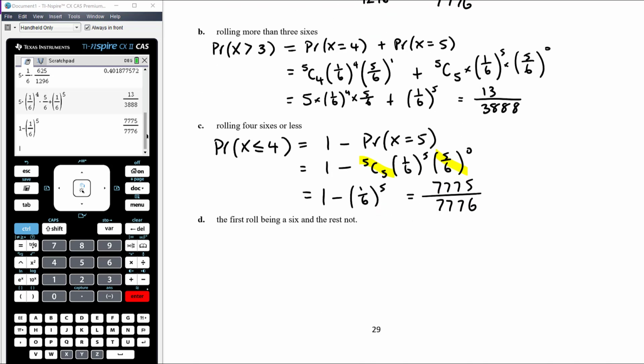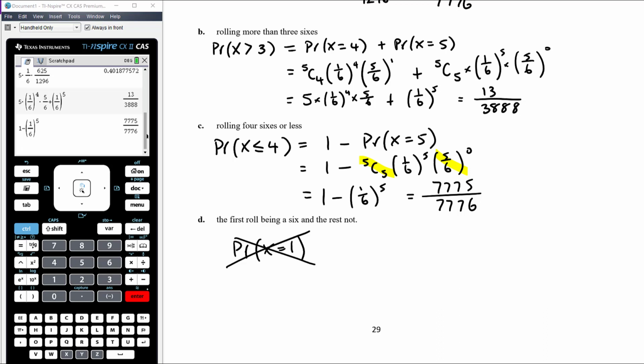Probability of the first roll being a 6 and the rest not. Okay, so this is really important. This is not the same as the probability that x equals 1. This isn't saying find the probability that you roll one 6. Because for rolling one 6, the binomial distribution would work out the probability of the first roll being a 6 and the rest not, plus the probability of the second roll being a 6 and the rest not, plus the probability of the third roll being a 6 and the rest not. So we're not interested in this.